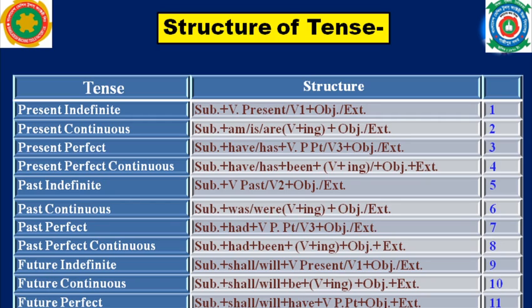Future indefinite: subject plus shall, will plus verb 1, that means base form, plus extension. Future continuous: subject plus shall be, will be, plus base form of verb plus ing plus extension. Future perfect: subject plus shall or will have plus V3 plus object. Future perfect continuous: subject plus shall or will have been plus base form of verb plus ing plus extension. This is the structure, right?